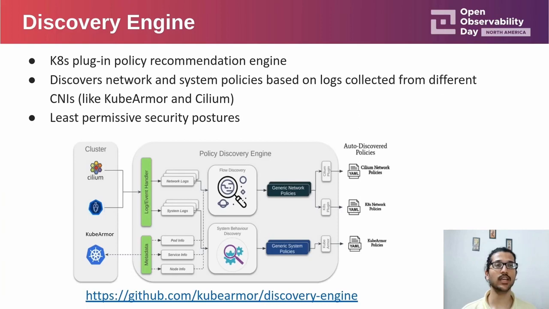The engine leverages aggregation techniques to reduce the number of policies discovered, uses pod labels for rule specifications, and handles discovery across multi-dimension for both networks and systems. Discovery Engine easily integrates with CNIs like KubeArmor or Cilium and can ensure their easier adoption.